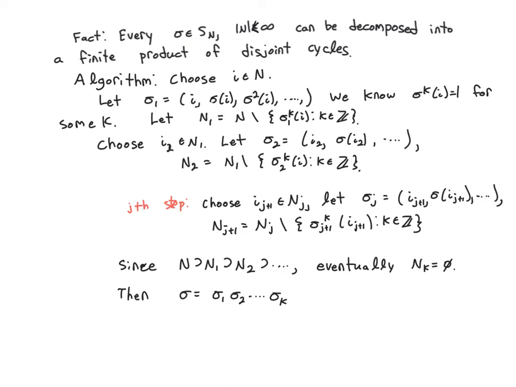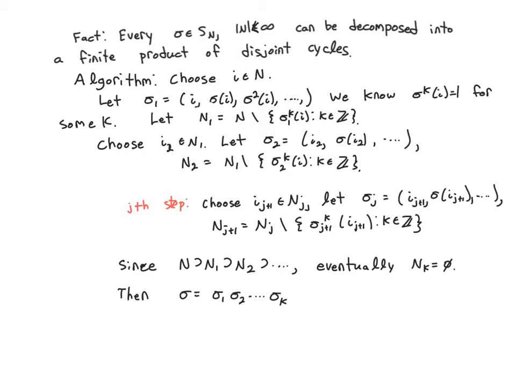Keep doing this. As long as you have elements remaining, take an element in your leftover set and create a cycle using it by looking at it, its image under your permutation, and so on. This is always going to be a cycle of finite length. And so as long as these sets are non-empty, you're always deleting something. And so you're going to get a descending sequence of proper subsets. And so eventually you're going to run out of leftovers. And so once you hit that point, you now have a bunch of disjoint cycles.